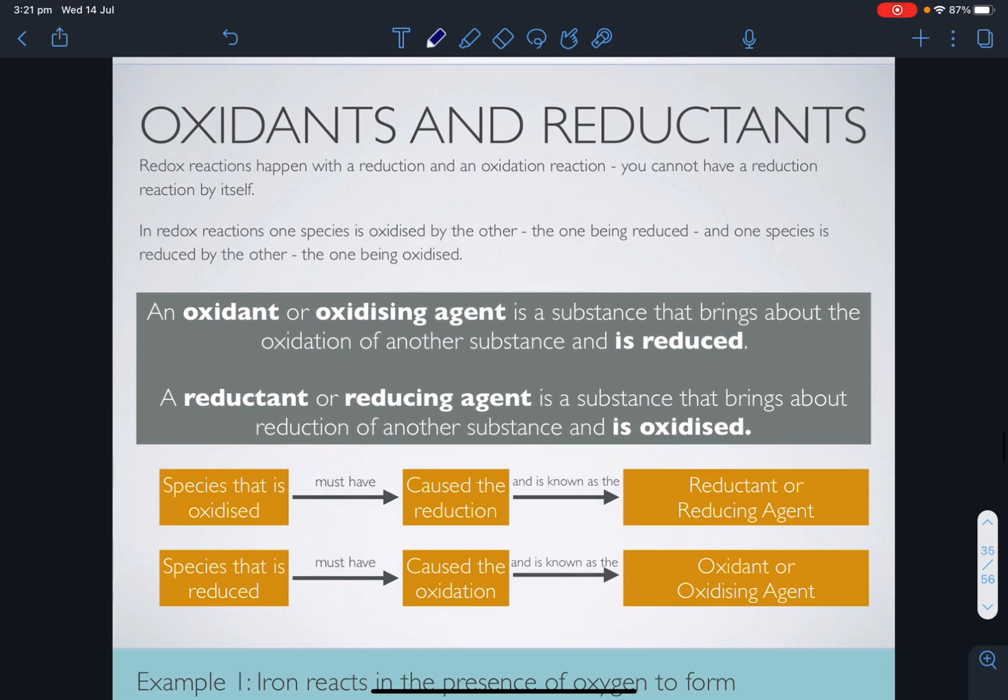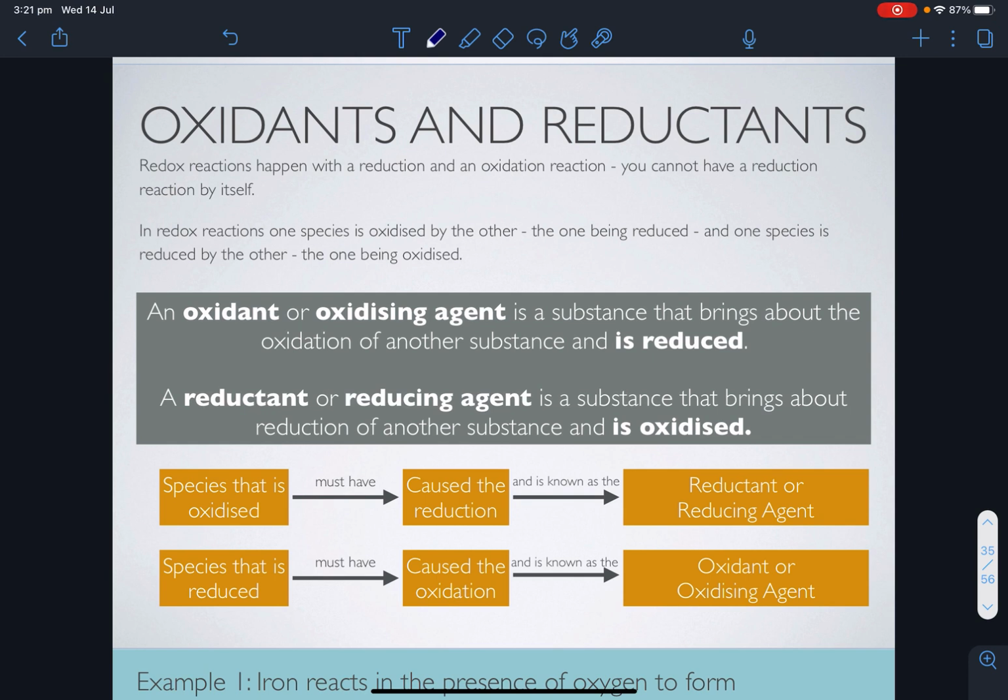New words, and this is quite confusing. It's language. Okay. Redox reactions happen with a reduction and an oxidation. They happen in partnership. In redox, you'll notice one is being oxidized and one is being reduced. The one that is being oxidized has been oxidized by the partner, and the one that's being reduced has been reduced by the partner. Okay?